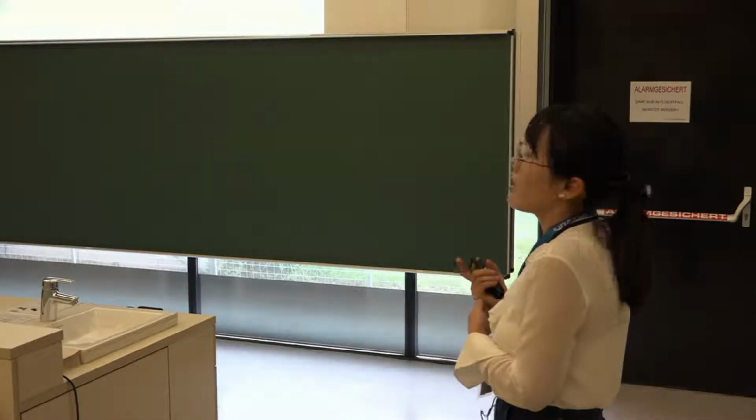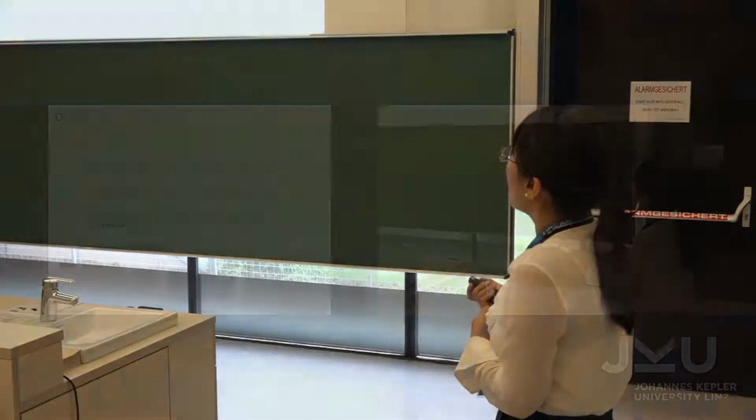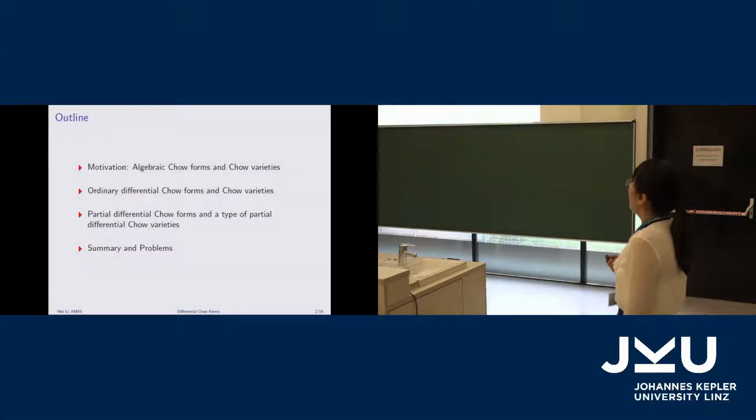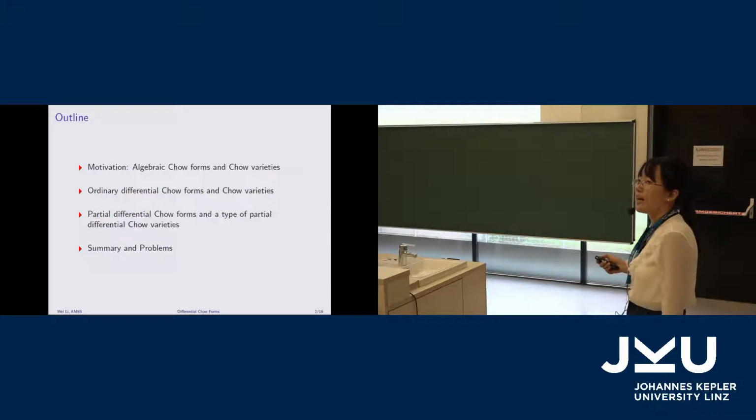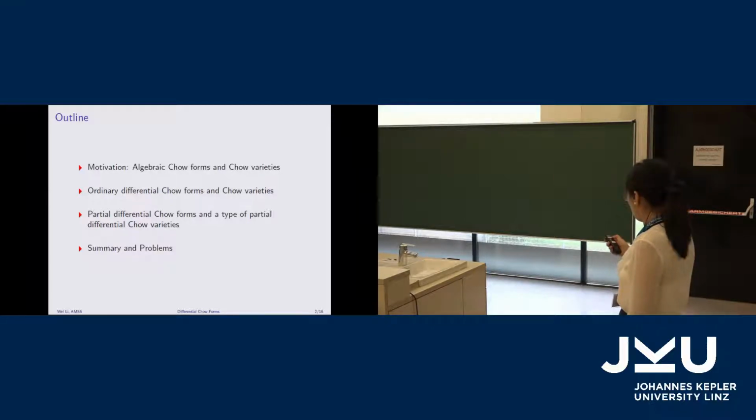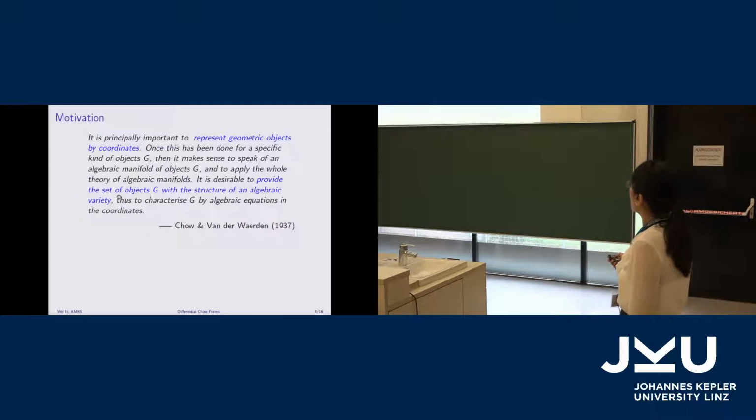My talk consists of 4 parts. In the first part, I will give the motivation to study the problem. So in this part, I will give a brief introduction to the theory of algebraic Chow forms and Chow varieties. Then we move on to the differential Chow forms and differential Chow varieties. First in the ordinary differential case, and then in the partial differential case. So the last is the summary and some further problems.